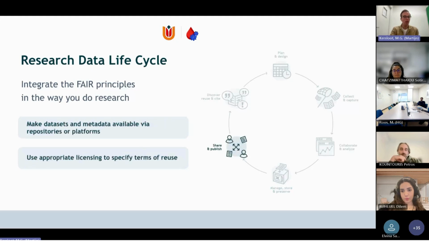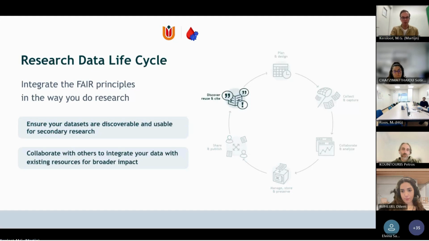And if you've done so, you can make your data set and your metadata available via this repository, and make sure that you then also add appropriate licensing to really specify if people can reuse your data and your metadata and under which circumstances. And hopefully then your data sets are discoverable if they're published in a repository and usable for secondary research.